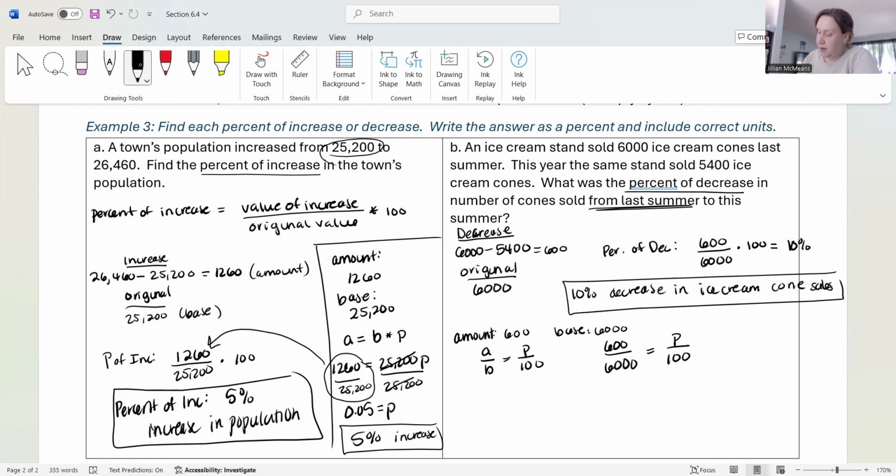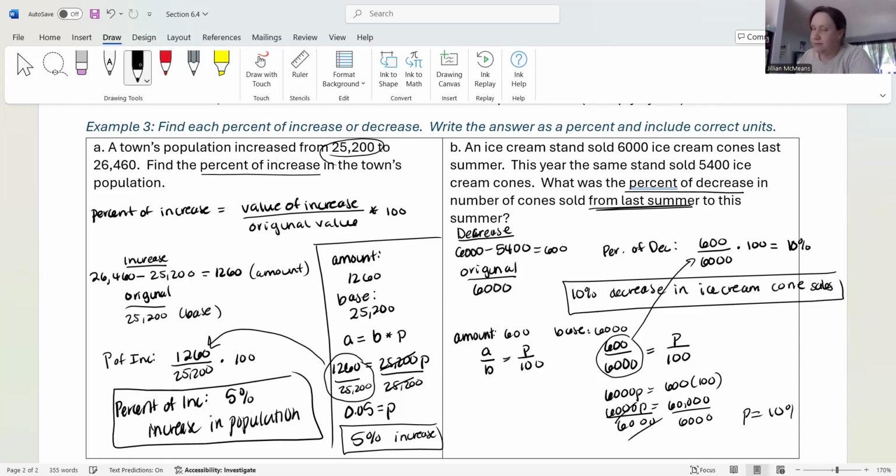You can see right here, these are the same because we're taking the amount and dividing it by the base. So we would cross multiply, and I would get 6,000 P equals 600 times 100. So 6,000 P equals 60,000. Divide by 6,000 on both sides, and we get that P equals 10%.